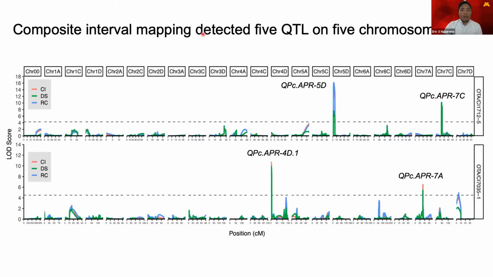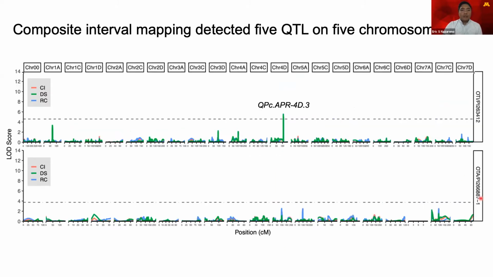So we mapped these populations using composite interval mapping, and found a QTL in chromosome 5D and chromosome 7C in this population, and another QTL 40.1, which was detected in the previous group. And that means that there's indeed a QTL in this region, and another one in chromosome 7A in this population. So for the remaining 2 populations, we only detected one additional QTL, and that is also in chromosome 4D, named 40.3.